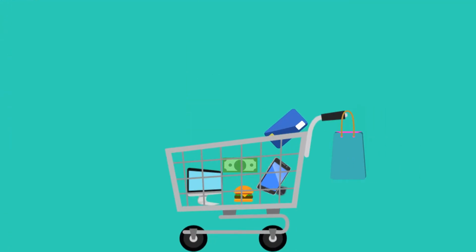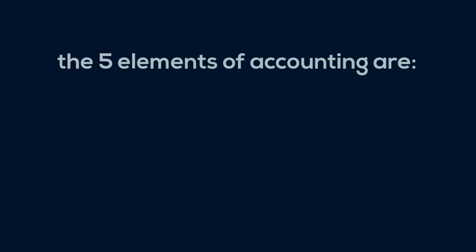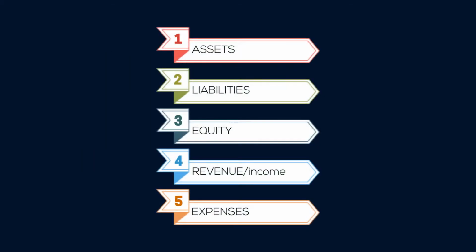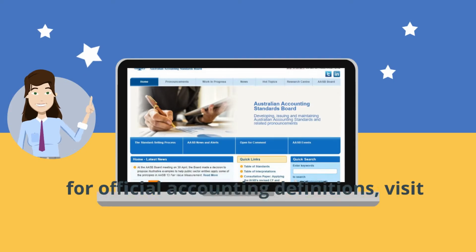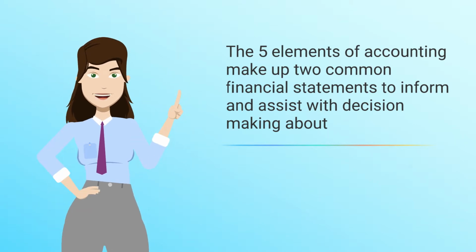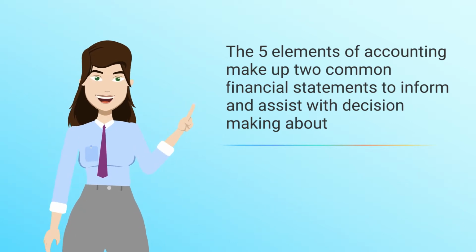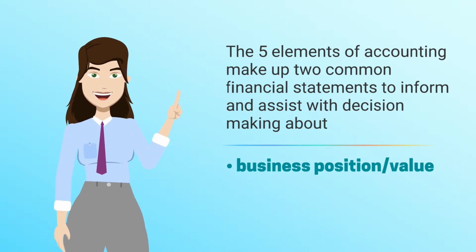When financial transactions occur, each activity will touch at least one of the 5 elements of accounting. The 5 elements of accounting are assets, liabilities, equity, revenue, also known as income, and expenses. For official definitions, you should visit the Australian Accounting Standards Board at this website. Whatever jurisdiction you're in will have their own accounting standards. The 5 elements of accounting make up 2 of the most common financial statements organisations consider when making decisions about the value of a business or the performance of a business. Let's look at the first 3 elements.